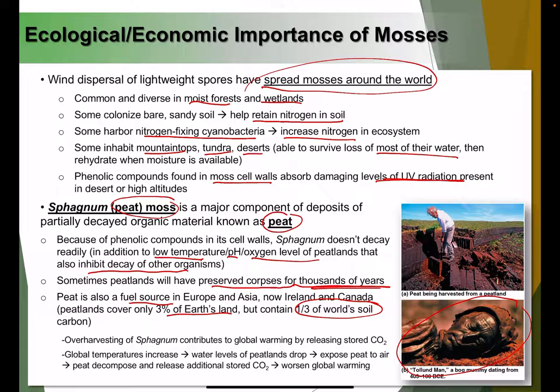But now, because peat moss stores so much carbon and is so valuable, there's actually over-harvesting of it. This over-harvesting of sphagnum actually contributes to global warming because it releases that stored carbon dioxide.